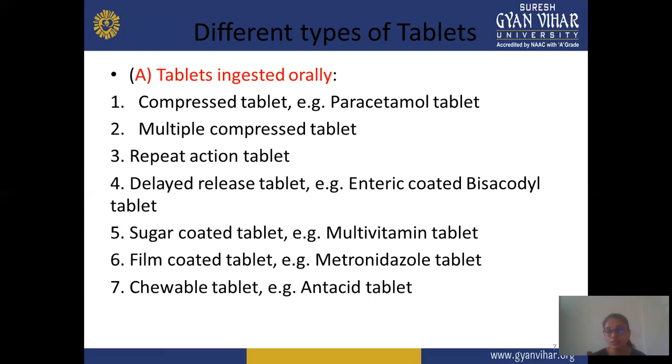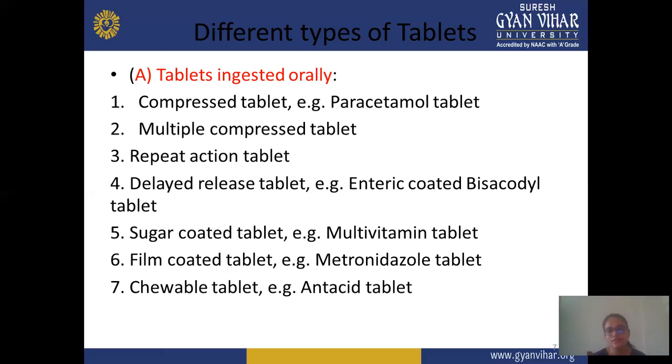Next is repeat action tablet. In some controlled release tablets, repeat action is required. Suppose you formulate a 500 mg tablet, and the first dose of 100 mg is required and after 2 hours again 100 mg is required. This repeated dose action is required. In this condition, you prepare this tablet, the repeat action tablet.